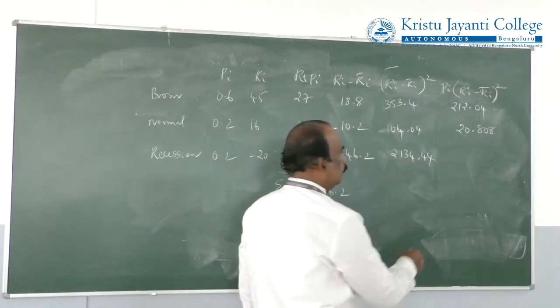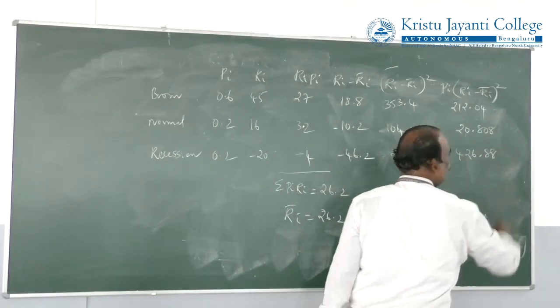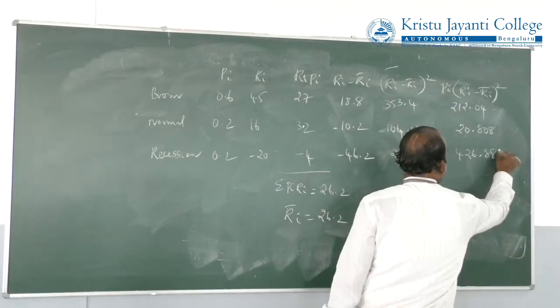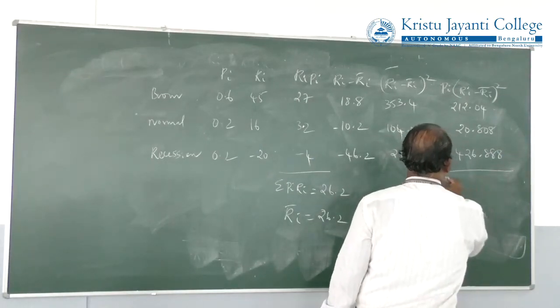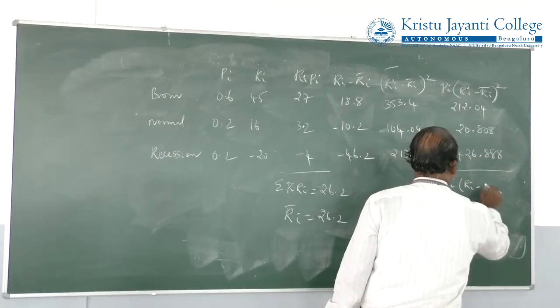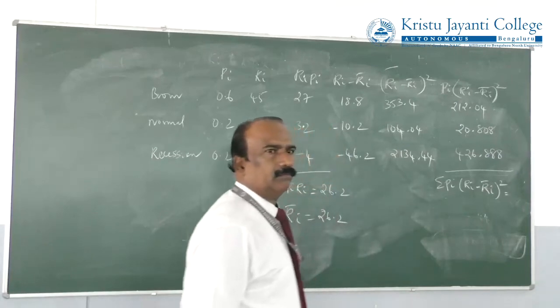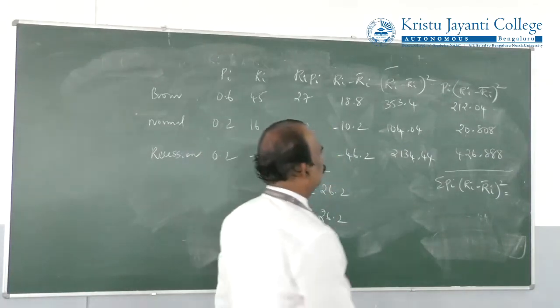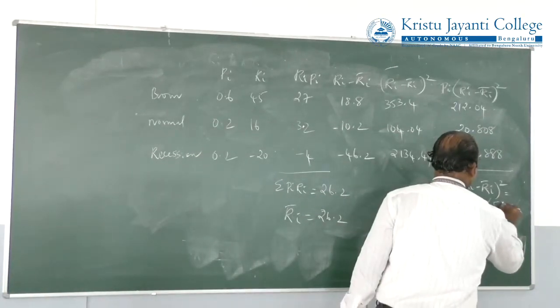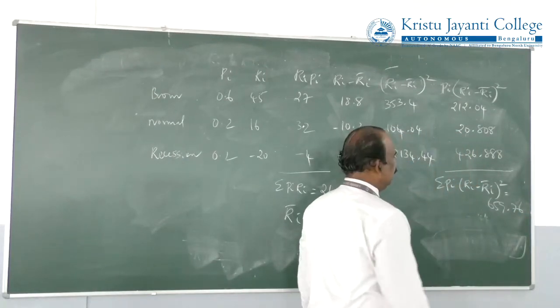426. Last one. 426.8. So sigma Pi (Ri minus R bar) squared, divided by N, gives 659.736.